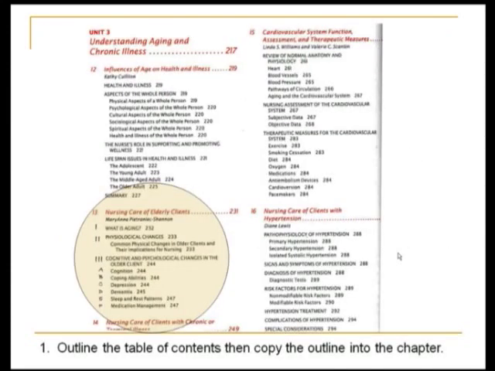Here's an example. This is one of the nursing textbooks. First, outline the table of contents. This is it. Table of contents, Chapter 13, Nursing Care for Elderly Clients. There are 3 main points in this chapter. 1, what is aging? 2, physiological changes. 3, cognitive and psychological changes in the older client. And then there's a list of these cognitive and psychological changes in the older client.